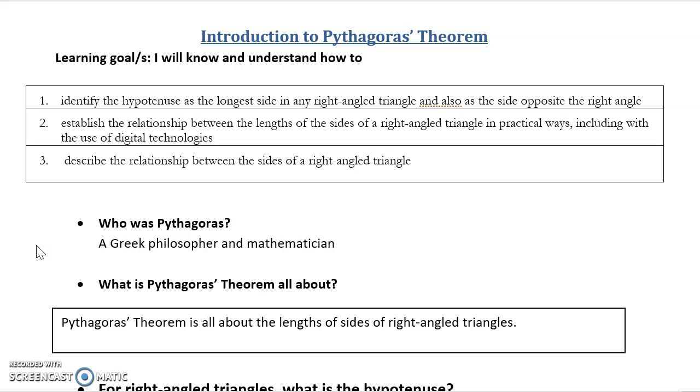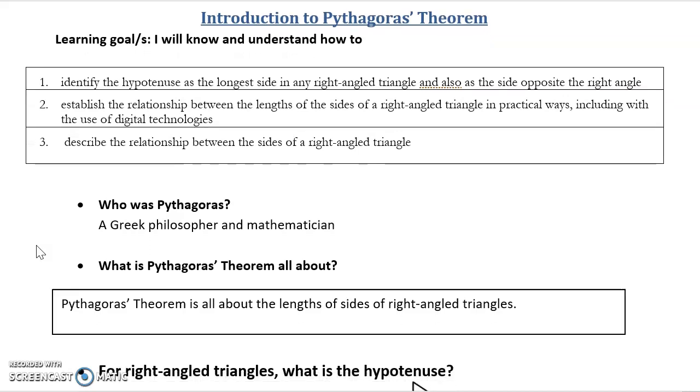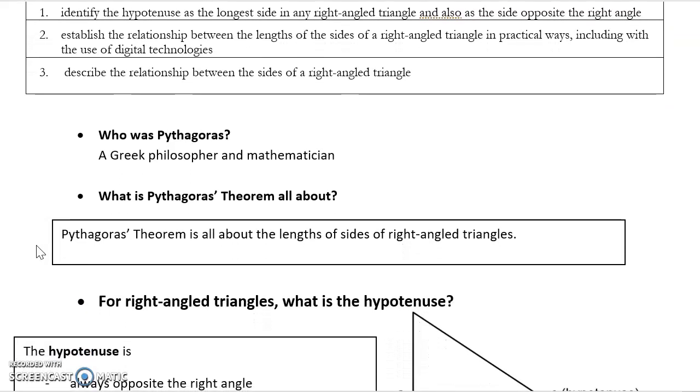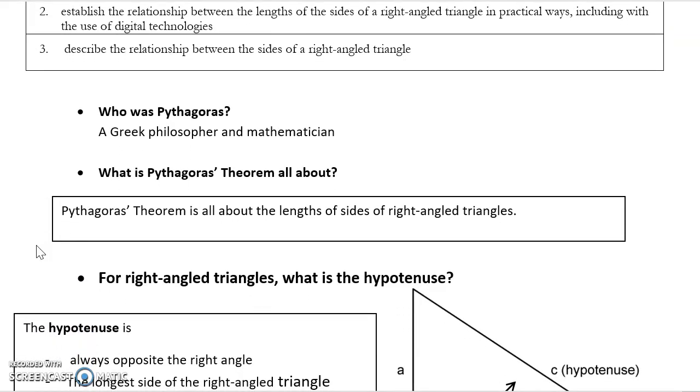Okay, so our learning goals for today are to be able to identify the hypotenuse as the longest side in any right triangle, and also as the side opposite the right angle. We want to be able to figure out the relationship between lengths of sides of right angle triangles, as well as using technology, and being able to understand the relationship between the sides of a right triangle.